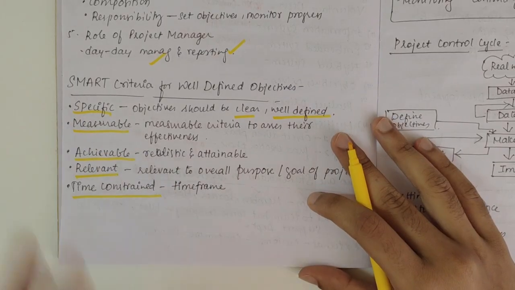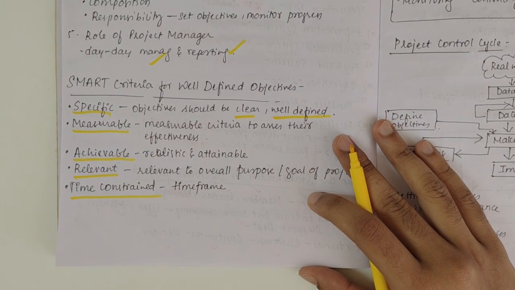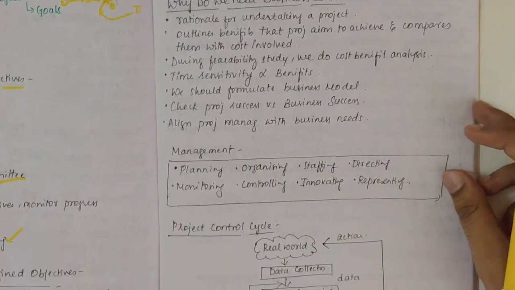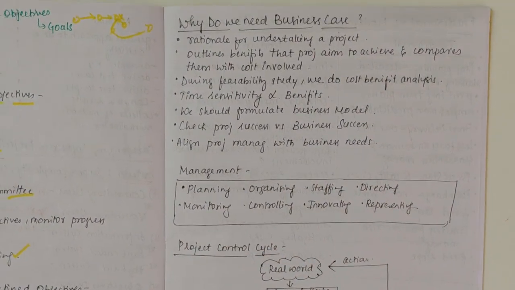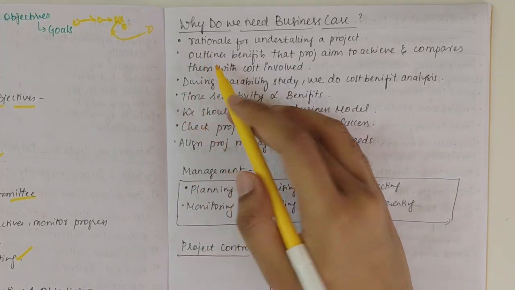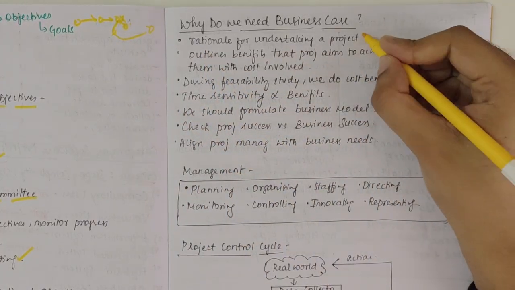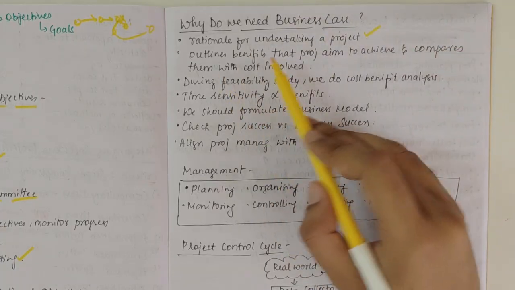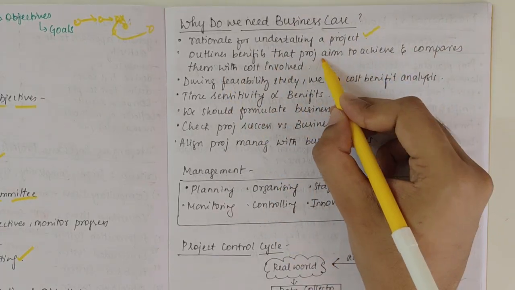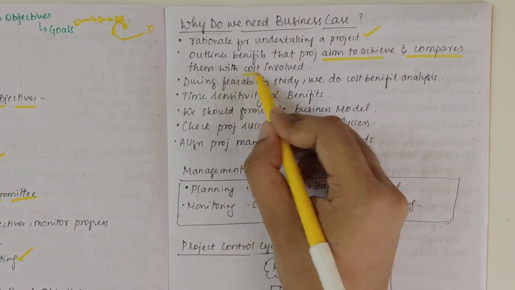So this was about the SMART criteria. This is again an important topic. Next we have the business case. So what is a business case? Why do we need a business case? A business case is important for understanding how a project works. It outlines the benefits that the project aims to achieve and compares them with the cost involved.